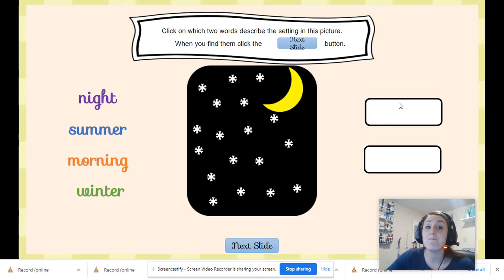Now, think about this picture here. I know this is probably pretty easy to look at, but it's got two things happening. Those are not stars, those are snowflakes. So, when would our story or our setting be taking place? At night, in the summer, in the morning, or in the winter? At nighttime, we can tell because of the moon, not summer. Winter, those snowflakes are another indication of it being a seasonal setting, right?